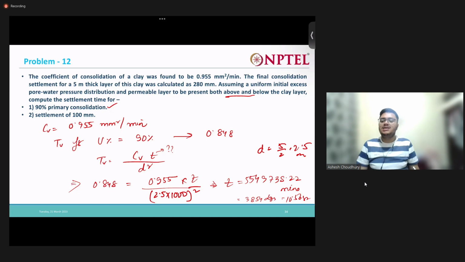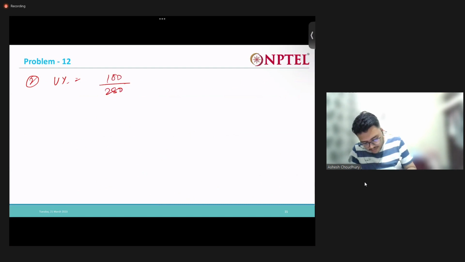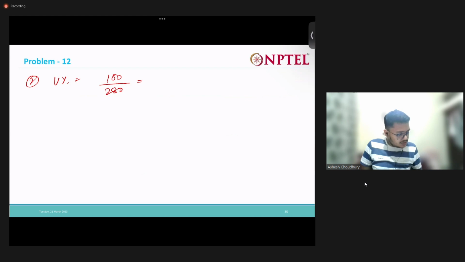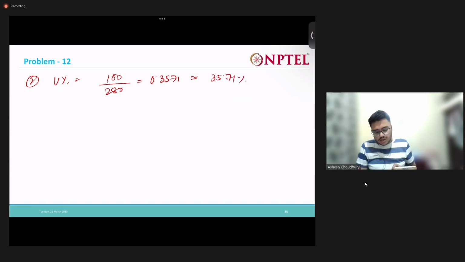All right. Next, it is asked how much time will be required for 100 mm settlement. For 100 mm, let us find what percent of primary consolidation that is. It will be nothing but 100 by 280, since the ultimate settlement given is 280. So U percent is 100 by 280, which is 0.3571, equal to 35.71%.